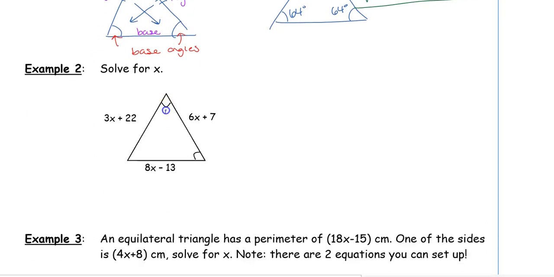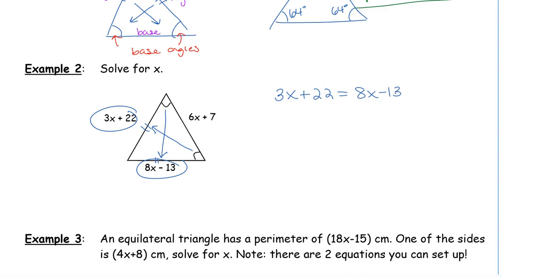So if this angle is congruent, this side across, that means that these two sides are congruent. If the sides are congruent, I can set those two pieces equal to each other. This is a test question. This is a very big idea when it comes to isosceles: knowing that the angles across from the sides are congruent and the sides across from congruent angles are going to be congruent as well.